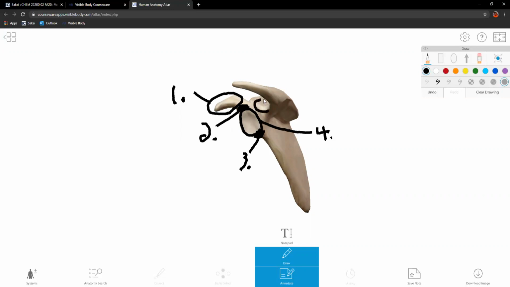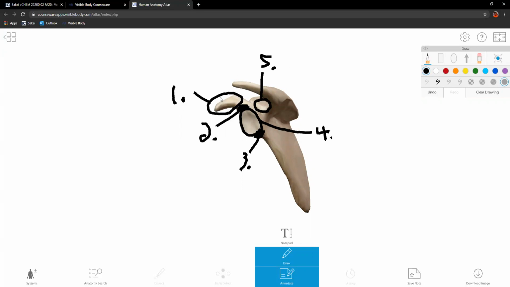And then number 5 will be this little dent right here in between the acromion and number 1. So this will be number 5. Okay, pause the video, answer them, come back, and we'll go through it.